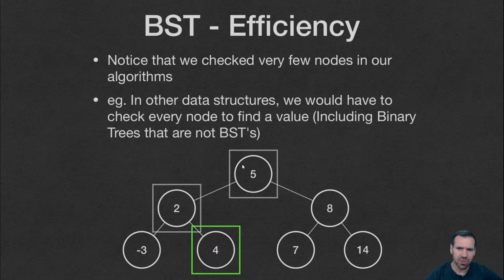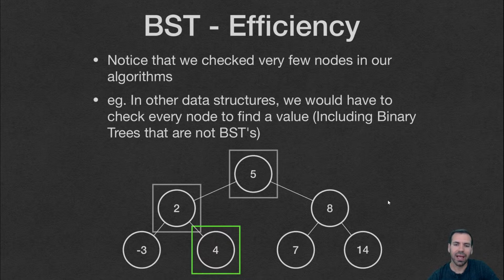And our logs, we always take as log base 2 in computer science, specifically here because it's a binary tree. We have 2 child nodes to each node. So log base 2 of 8 is going to be 3. And that's exactly what we have here. We had to check 3 nodes for a tree of size 7.